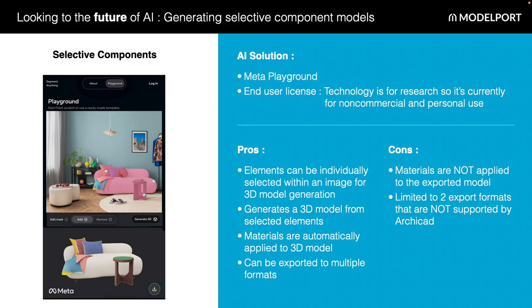So the cons, materials are not applied to the exported model. So even though they look great within the Meta Playground, they don't actually export to the objects. And currently, you're limited to 2 export formats that are not supported by Archicad. Now, these cons might disappear in the future as they continue to develop it, but currently that's the case.